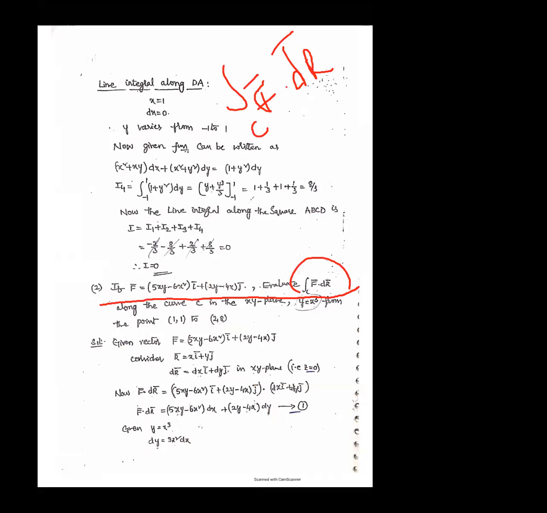Remember it. Every time, line integral means the standard notation of line integration, the line integral of f bar dot dr bar. The general form of the line integration notation is the line integral of f bar dot dr bar.